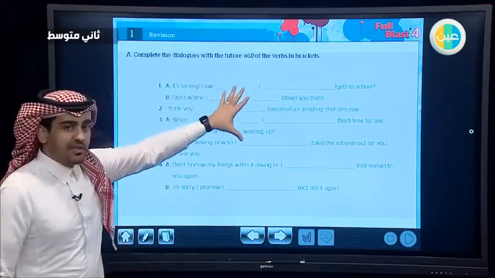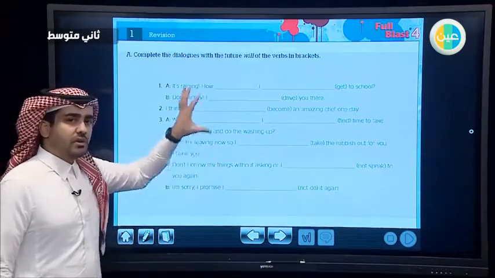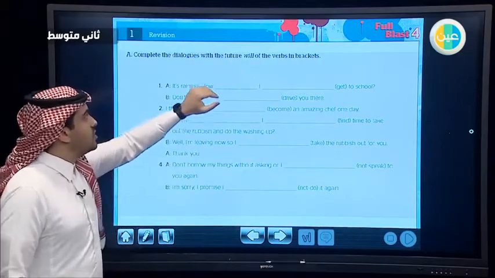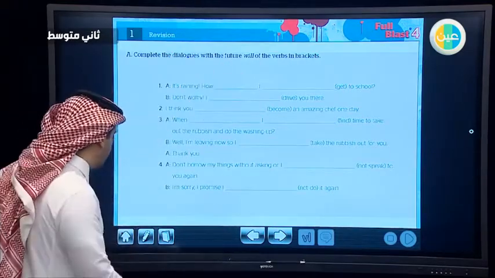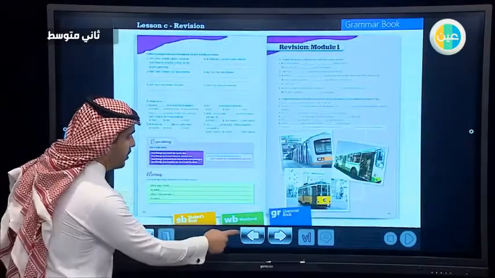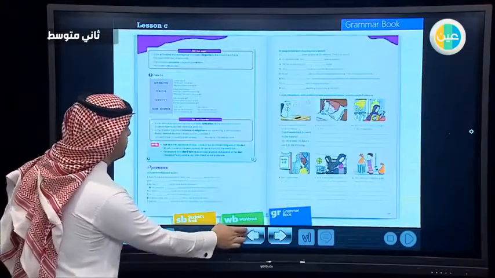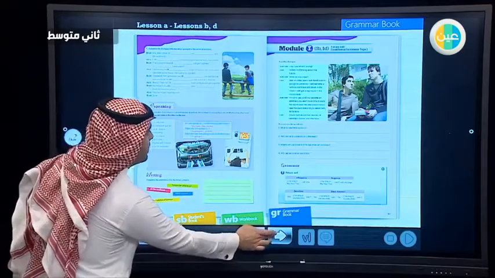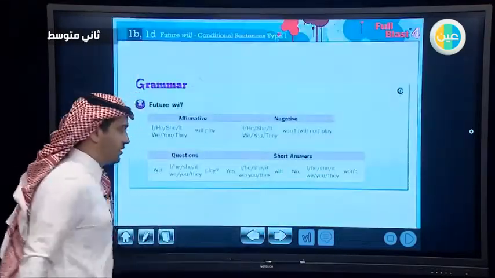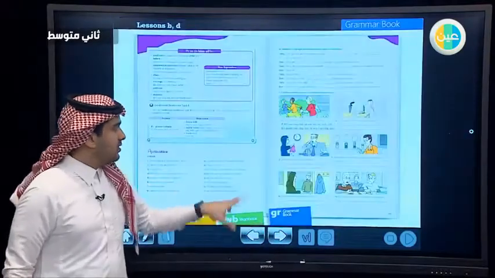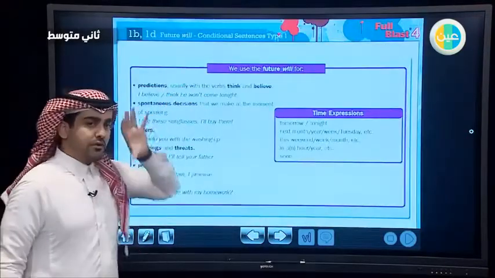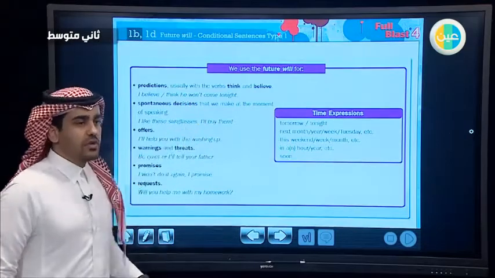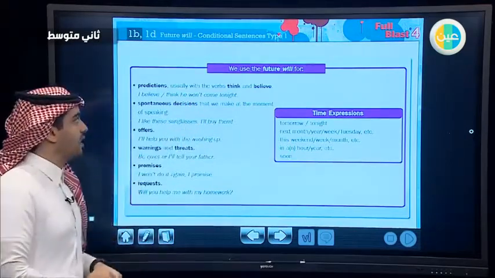Before we start doing the lesson, let's do a quick refreshment and go back to the grammar rule for future will, okay? So this one, future will, please pay good attention. We'll go back in the grammar book, all the way back, and it's right here. Okay, so this is the form. Before we start talking about the form of the future will, we will talk about when is it used, when to use future with will, okay?